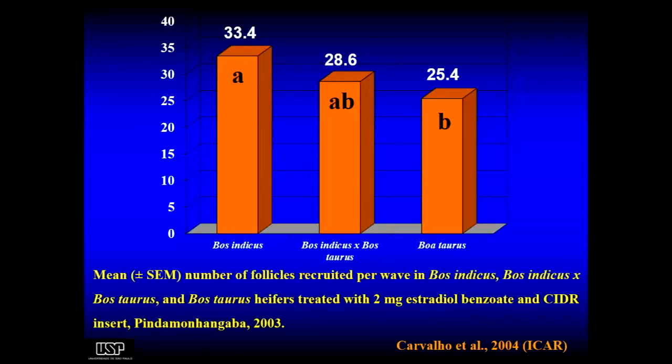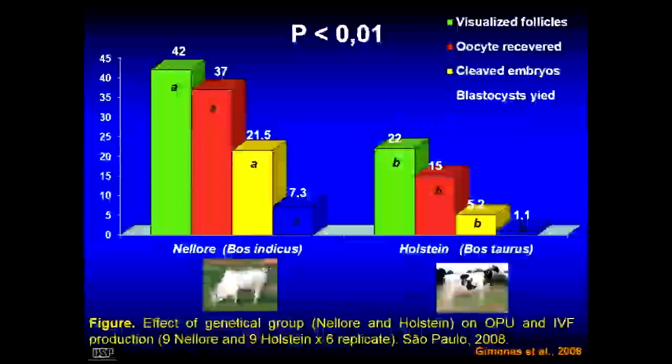just to show you that, as you know, in the same condition, the same situation, the zebu have a high number of follicles compared to Taurus. So, when we did the IVF, this is Lindsay's work, who did a PhD with us. Look here, the Nelore, 42 follicles, and the Taurus in the same situation, 22, a Holstein. And look, 7 embryos produced per OPU, and here 1 embryo produced per OPU.